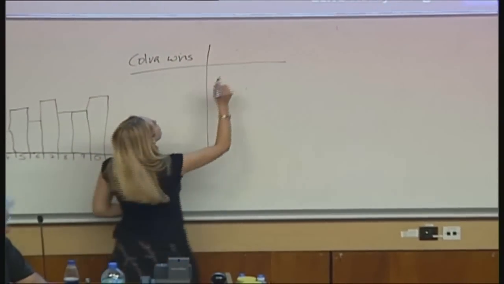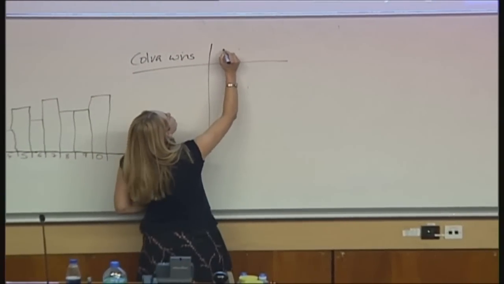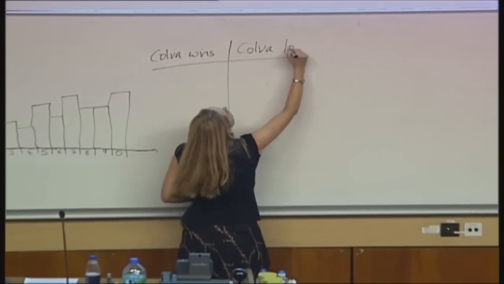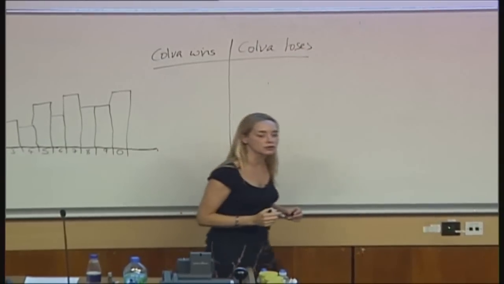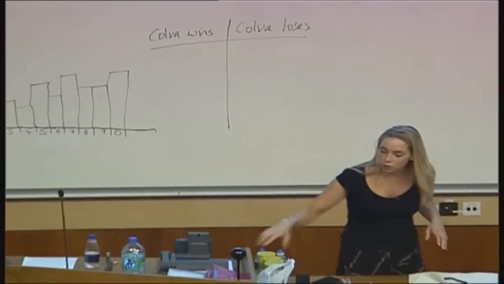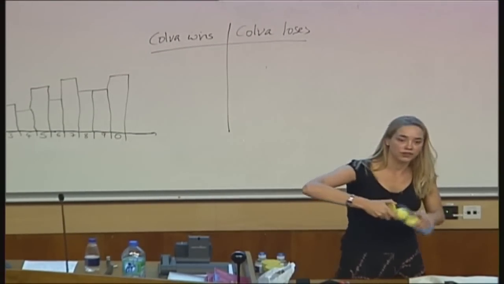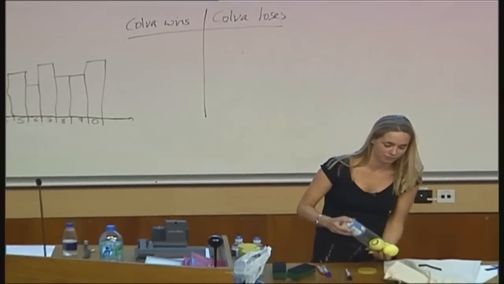If they pick incorrectly, then I win and I get a prize. And if they pick correctly, then they win and they get a prize. Colva loses. So what they're going to do is pick a random symmetry from that set of 6. And to make this more feasible, I have tennis balls.